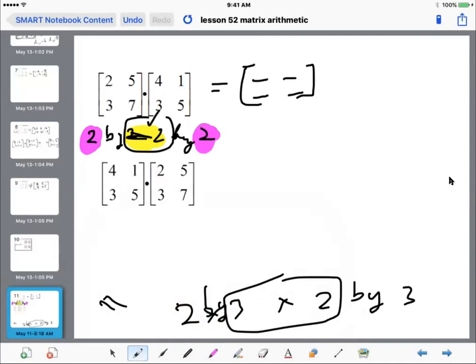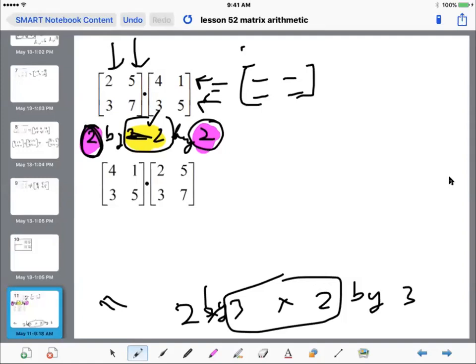So the number of columns in the matrix on the left has to be equal to the number of rows in the matrix on the right. And the dimension of the answer is going to be whatever these two numbers are, with the rows as the first number and the columns as the second number. So now, what are the mysterious four numbers? Well, here's how it works.